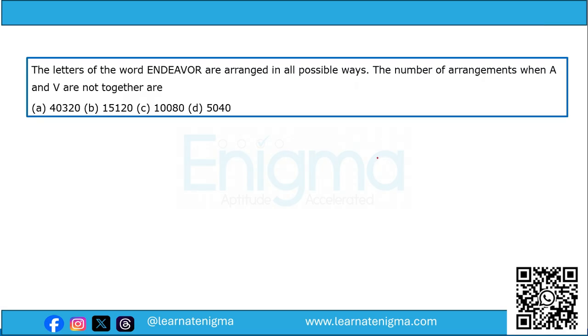The letters of the word endeavor are arranged in all possible ways. The number of arrangements when A and V are not together are. Now, let's count the total number of alphabets. The total number of alphabets are 8.